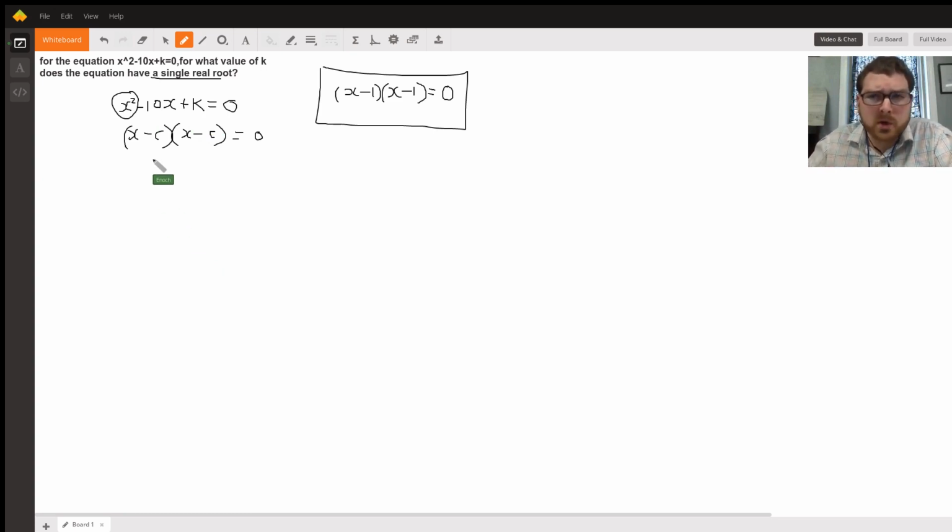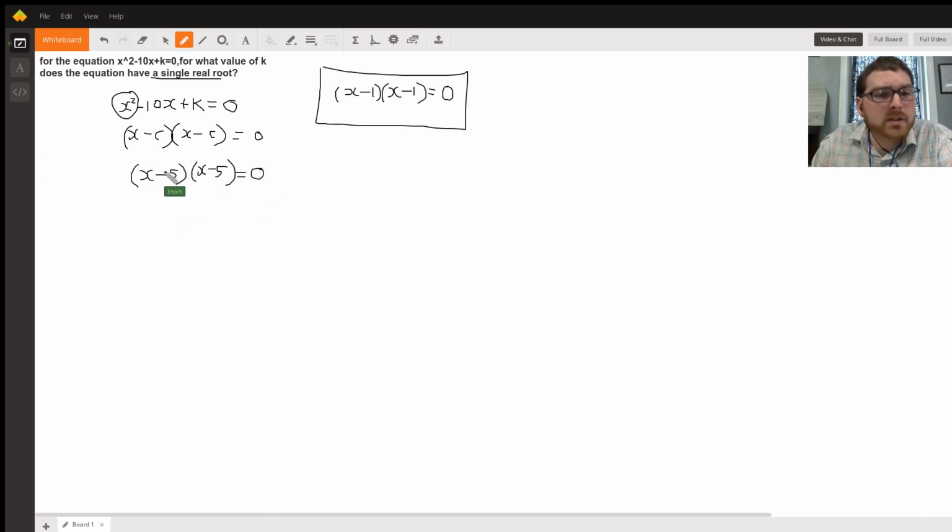There's a couple of ways we can approach the problem from here. The way I would do it is to start in the middle. The numbers have to add to this, and they have to be the same. The only number that can add to negative 10 when added to itself is negative 5. So then I'd try x minus 5 times x minus 5 equals 0.